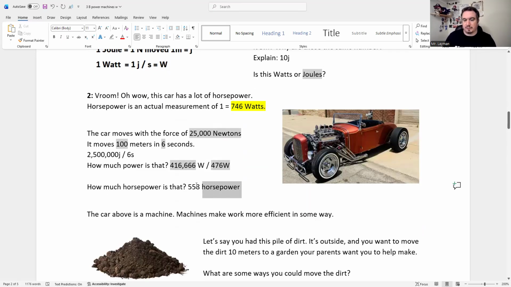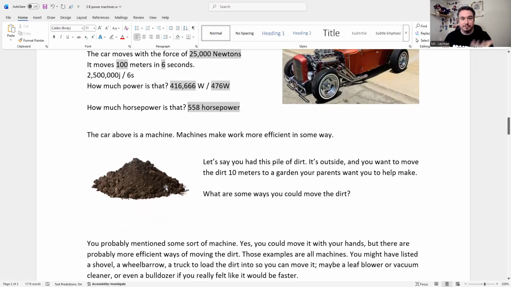The car that's here is a machine. Machines work to make something more efficient. Let's say you have this pile of dirt. It's pretty simple. It's outside and you want to move the dirt 10 meters to a garden that your parents want help with making. Okay, cool. What are some ways you could move the dirt?